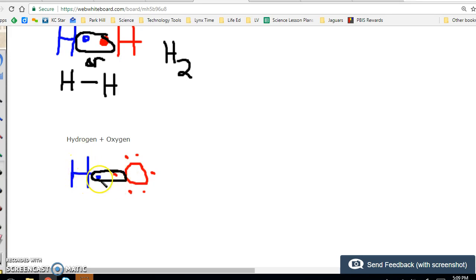So this hydrogen over here has 1, 2 electrons. It's happy. The problem is the oxygen has 1, 2, 3, 4, 5, 6, 7. It is not happy. So we need to have another electron, and these are the only two types of atoms that you can use. And so we need to bring in another hydrogen to get another electron.